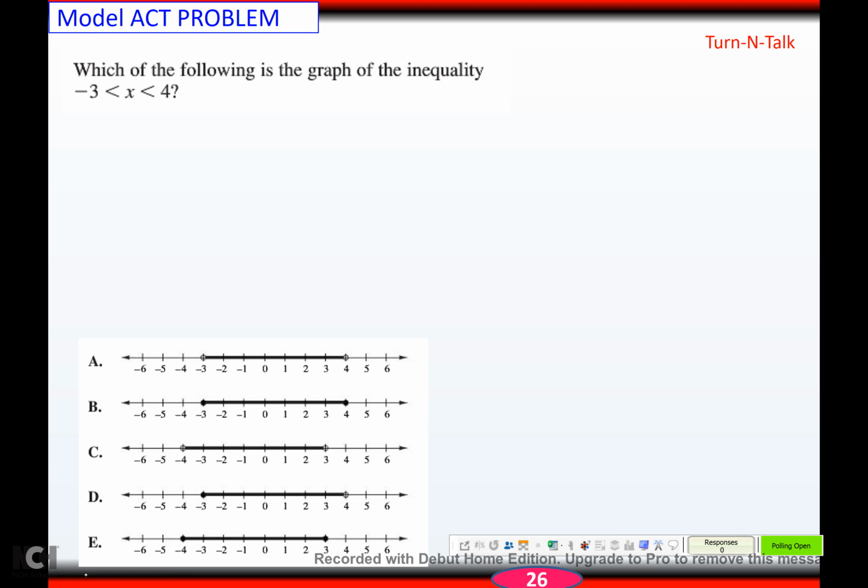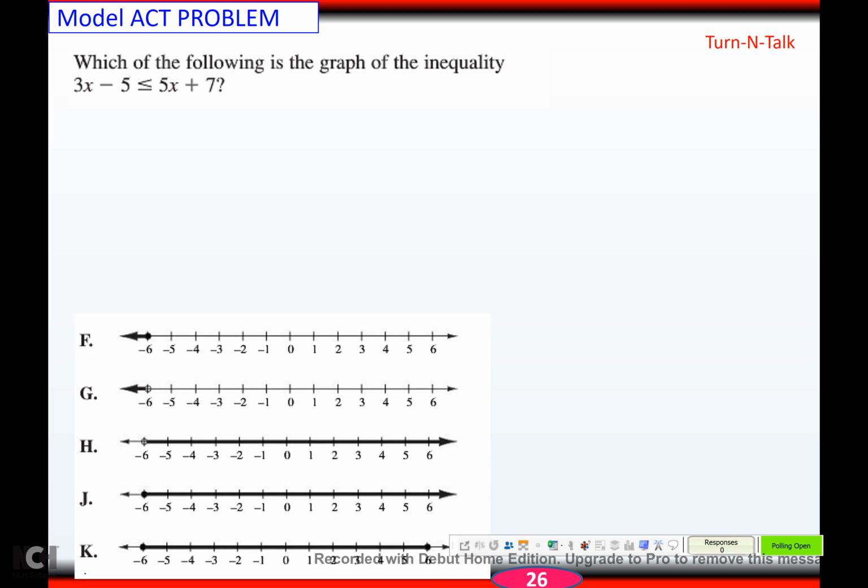Okay, try this one. Hit pause. Come back when you're ready. And hopefully you got A. All right, this says they want all the x's between negative 3 and 4, and they do not want to include those. So it would just be open circles and everything in between. All right, try this one. Hit pause. Come back when you're ready.